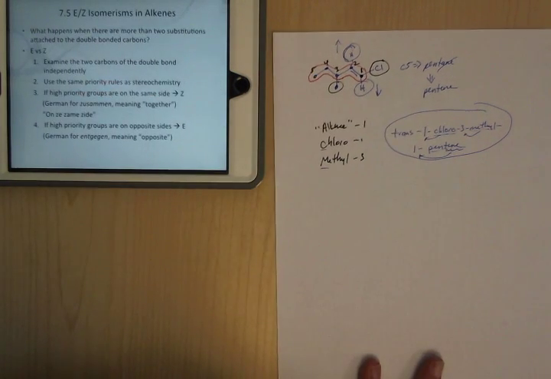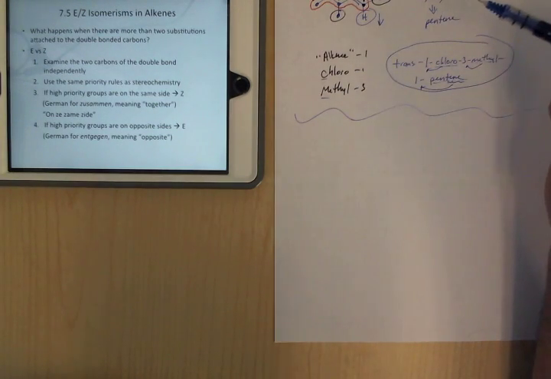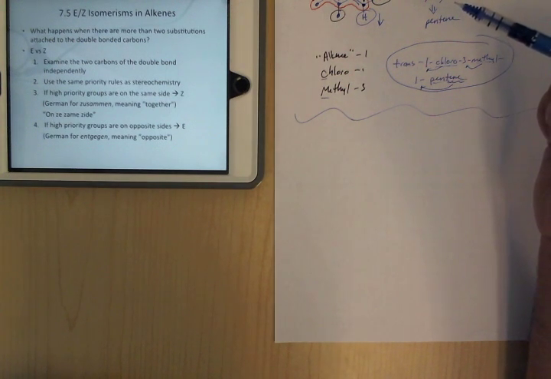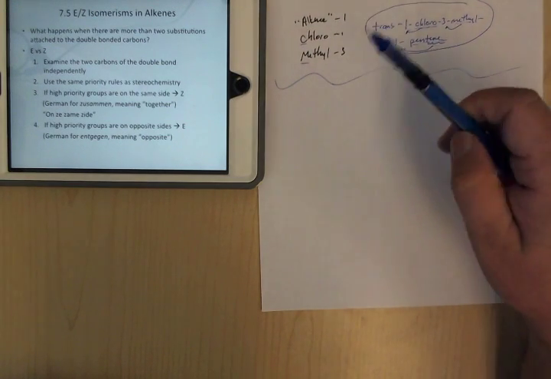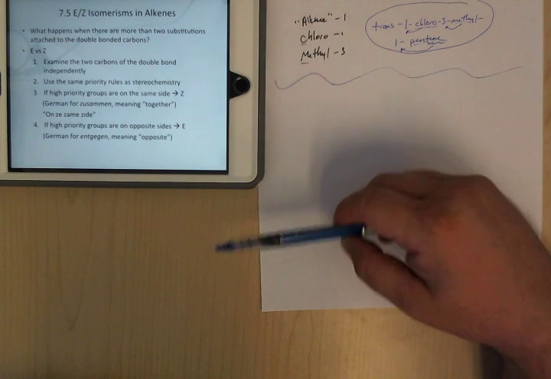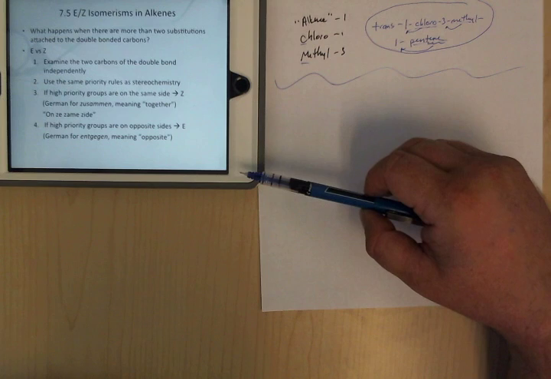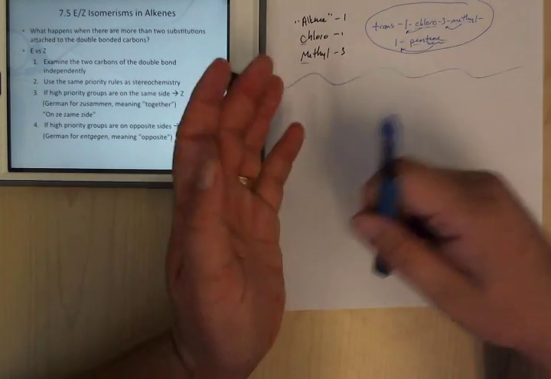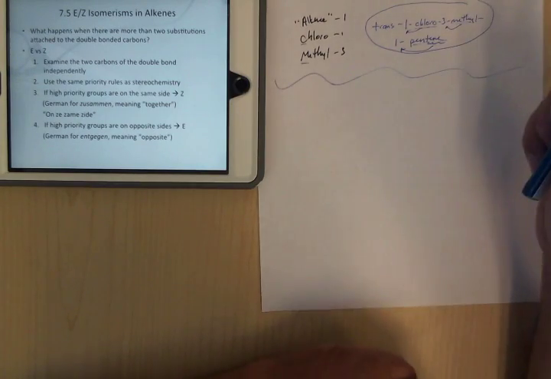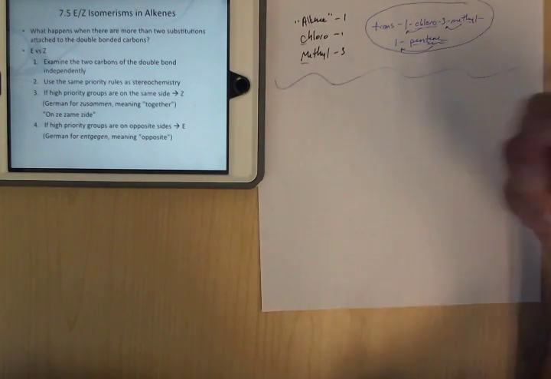There we go. Now, the problem is that works if you have 2 groups. So what happens if you have more than 2 groups hanging off of there? Well, they came up with a naming scheme that uses the same priority rules you learned in chapter 5 for R and S. We look at either side of that double bond independently. We assign a higher and a lower, like a 1 and a 2, but usually I just do high and low.